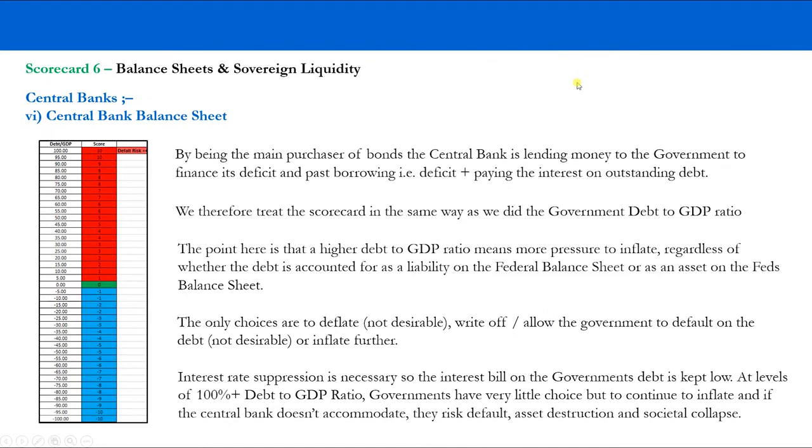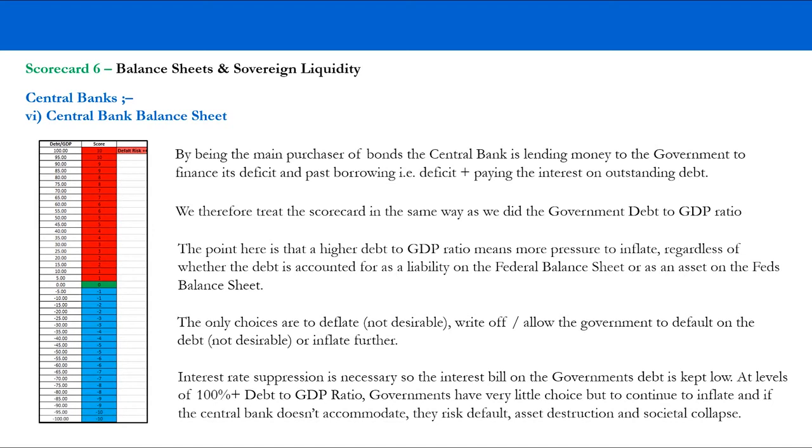we can see and understand how the scorecard has been built. So basically, by being the main purchaser of bonds, the central bank is essentially lending money to the government to finance its deficit and past borrowing. So deficit plus paying the interest on outstanding debt. So we therefore have to treat the scorecard in the same way as we did when we looked at government debt to GDP ratio. So it's basically the same thing. The debt is just being transferred.